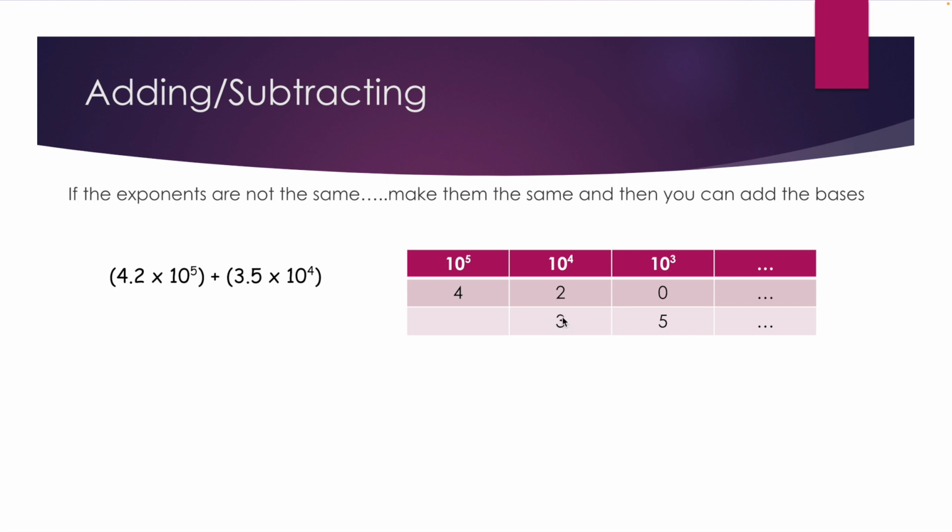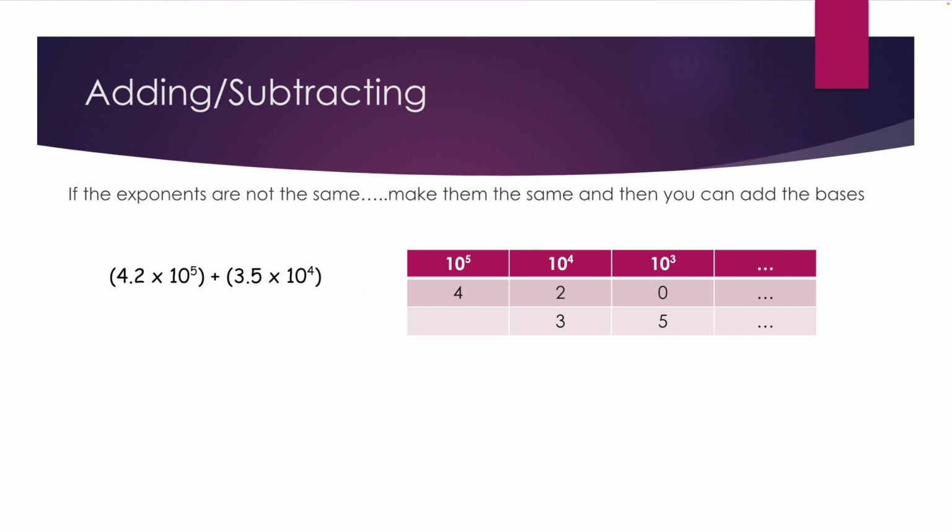The 3 is lined up in the 10 to the power of 4 column, but the 4 is in the 10 to the power of 5 column. So if I was just to add these numbers, I would be mistaking the position of this 3 and the 4, and I would end up adding the 4 and 3 together, even though they're not lined up in the place value chart. So what we need to do is make the powers the same by either making this number into a times 10 to the power of 4 or making this one into a times 10 to the power of 5. Doesn't matter which way you go as long as they're the same.